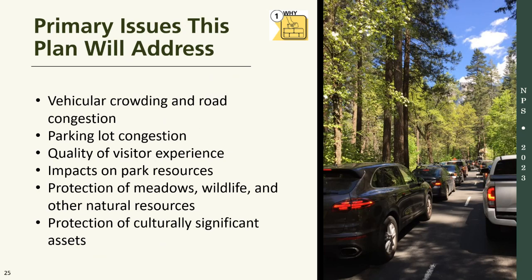So I'm going to pass this back to Rachel so she can outline the next steps in our process and how you can become involved.